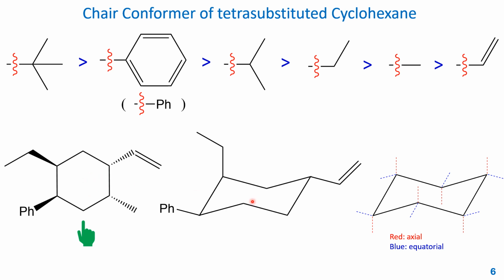Remember, this is the top view, and this is the side view. So the methyl must be down, so I draw the methyl down because this is the down axial position. And the rule is the same: the largest group must be equatorial.